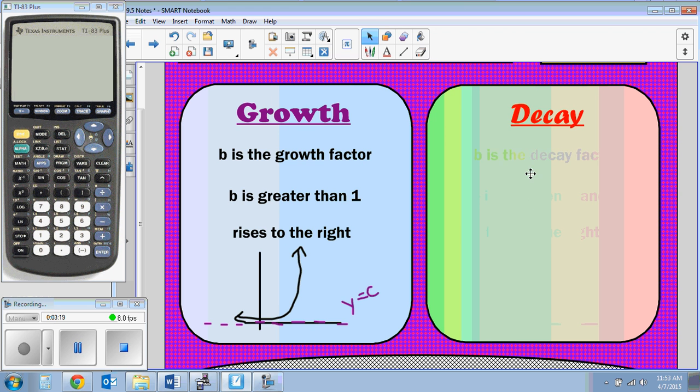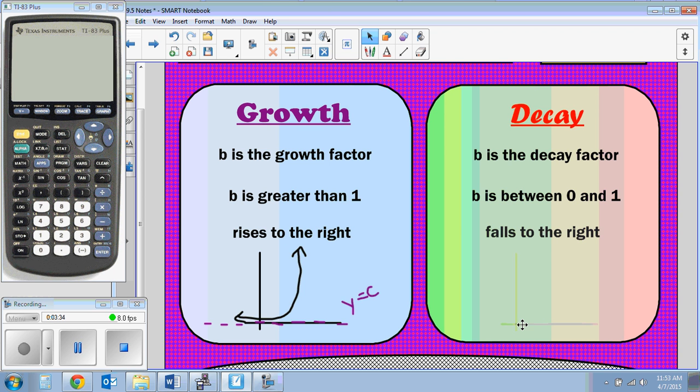And then for decay, b is also our decay factor, but it's only when the value is between 0 and 1. Most of the time it's going to be a fraction or a decimal, but you might want to double check the fractions to make sure that it is less than 1. Then it's going to fall to the right, so the graph goes down to the right rather than up to the right. It would look something like this. It starts up high, and then it falls to the right, and it continues to go down as it gets closer and closer to wherever our asymptote is. Again, I'll make my asymptote this x-axis. It just gets closer and closer. Obviously that bump wouldn't be there, it's just because of the way that this looks.